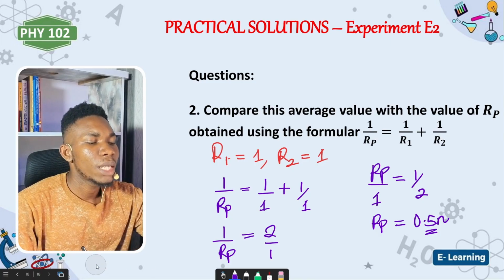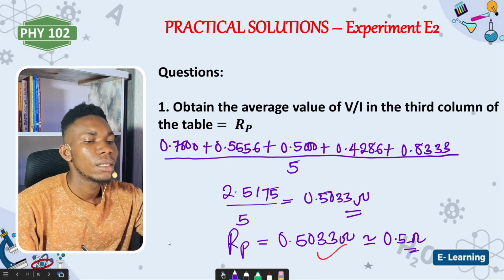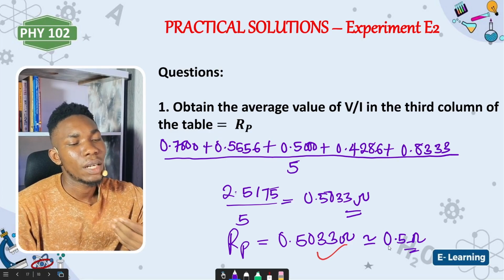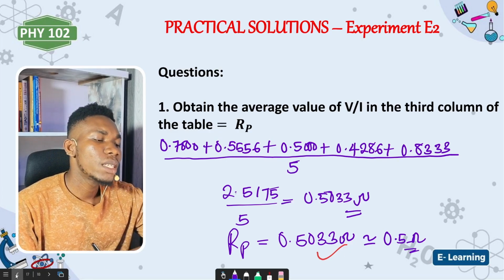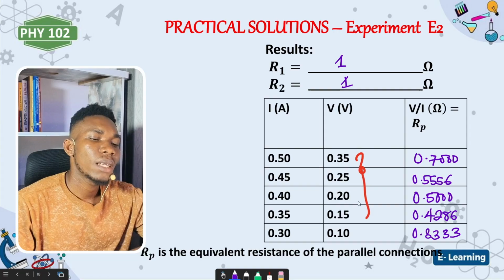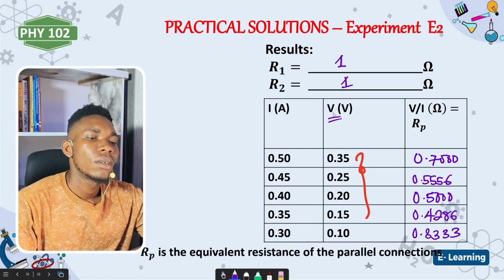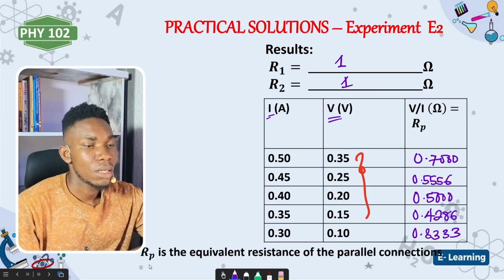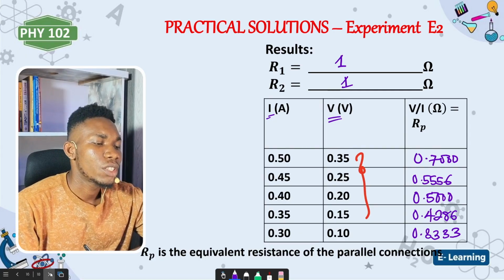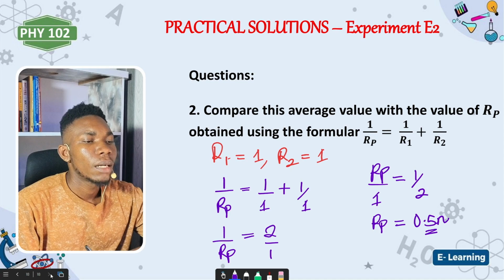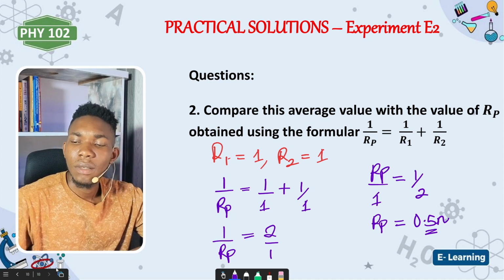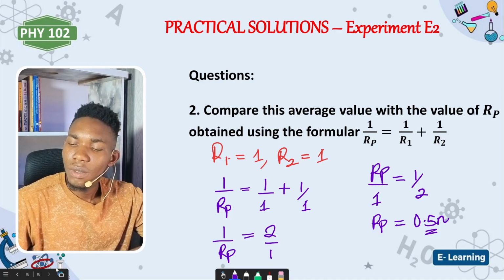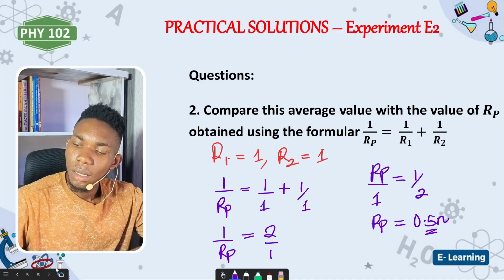Then the question now says compare. If you want to compare now, you see that you got exactly this value. So this person's value is actually correct. So from this result now, you know it is expected that your V values here should be less than your I values. Is that okay for parallel connections? Now, I think that is the last part of this. Is there any other question? Yeah, you asked to compare. Yes, compare this average value.